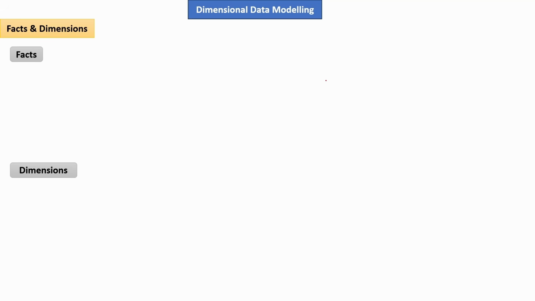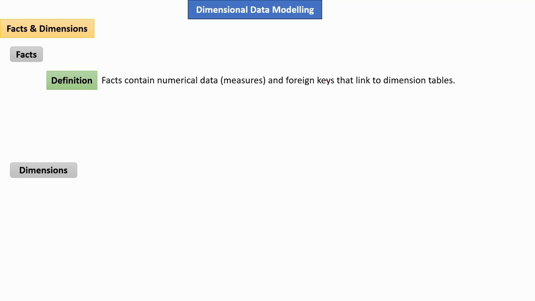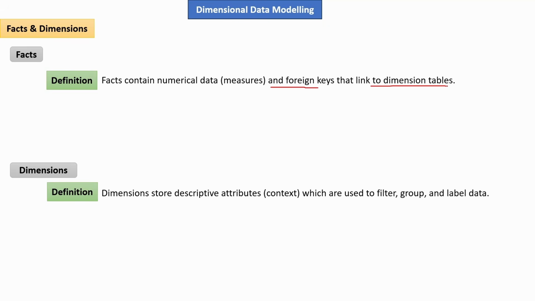Now let's go to the definitions. The fact definition states that a fact contains numerical data and foreign keys that link to the dimension tables. And what is the definition of a dimension table? A dimension stores descriptive attributes which are used to filter, group, and label your data. Where facts contain numerical data, dimensions contain descriptive attributes. This is the major difference between facts and dimensions.